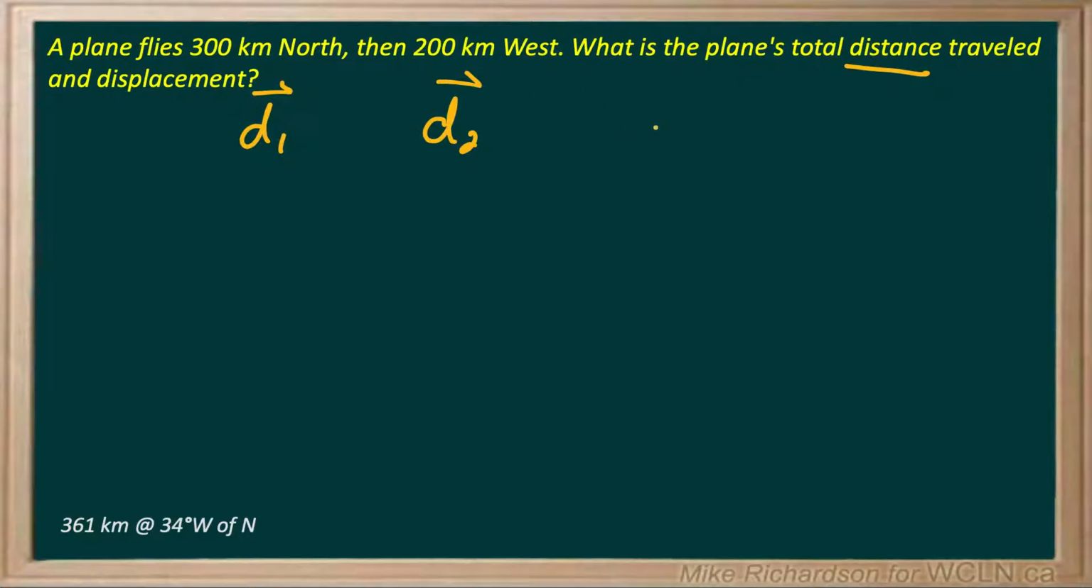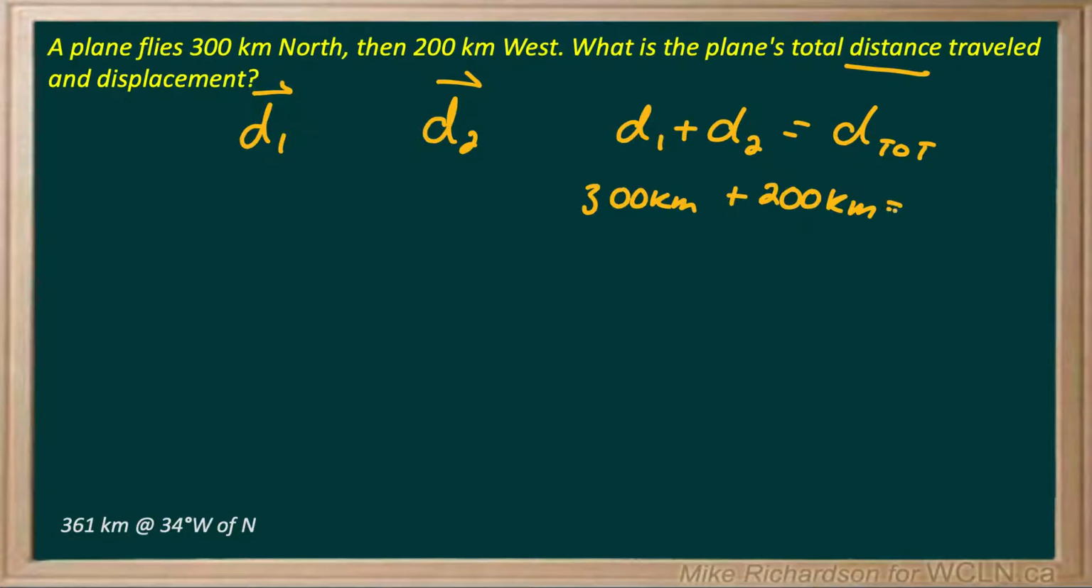Let's start with distance, because that's always the simplest. With distance, I don't worry about the directions. I simply add together the total path lengths to figure out my total distance. So notice I didn't put the arrows above to represent my scalar quantities. So D1 was 300 kilometers plus D2, which was 200 kilometers. I don't care about the north and the west. And that's going to give me a total distance of 500 kilometers. So my total distance, without worrying about the vectors, my total path length that that airplane covers is 500 kilometers.